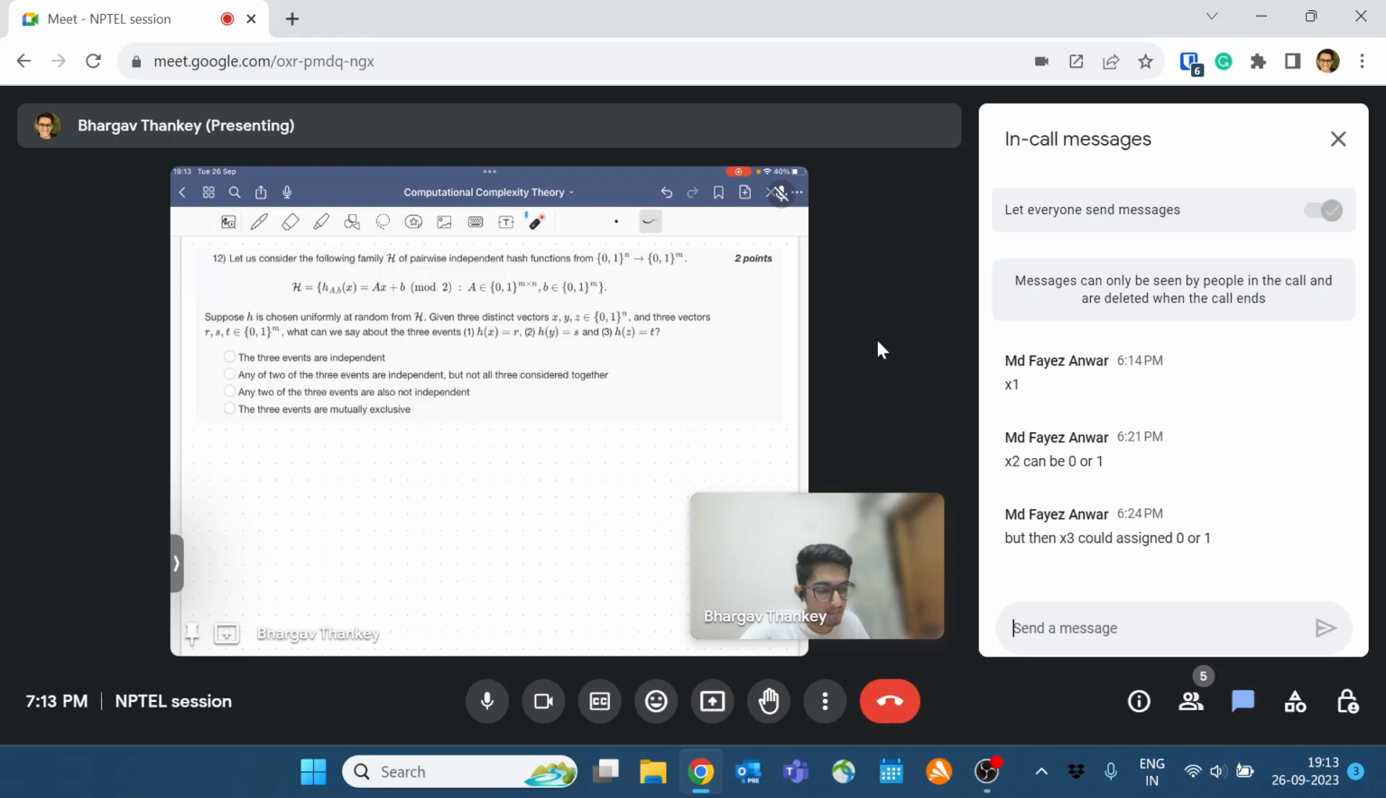The dimension of A is m cross n. The dimension of X is n cross 1. So the dimension of AX will be m cross 1, m rows. It will return a vector, isn't it? Yeah, a vector in {0,1}^m.